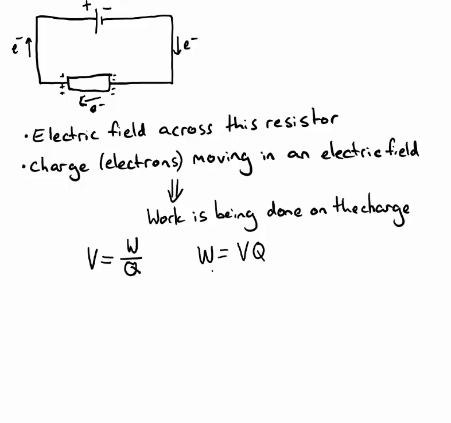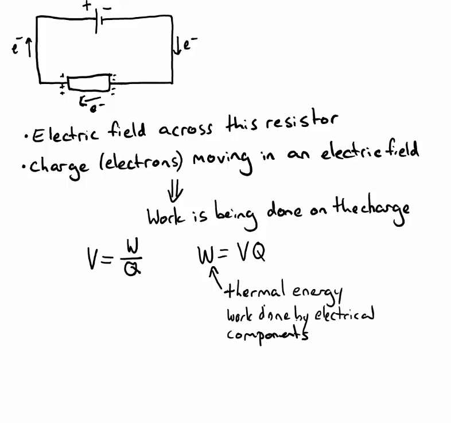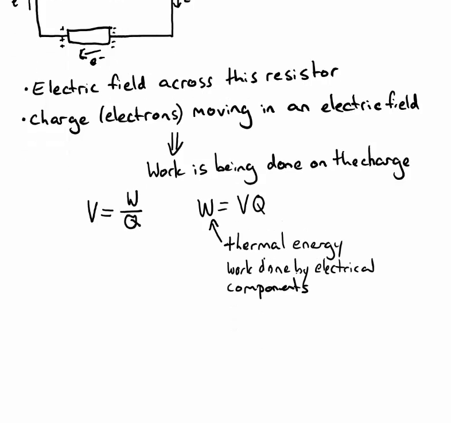So of course the work done is a measure of the change in potential energy, and we know that the work done, in a simple circuit like this, is the thermal energy being produced, or in a more complicated circuit with more sophisticated components, it would be the work done by the electrical components. Right, let's get back to these beautiful equations.